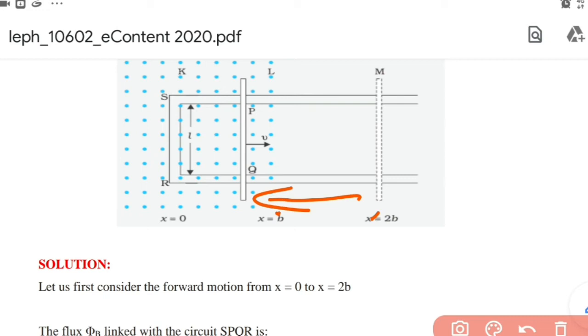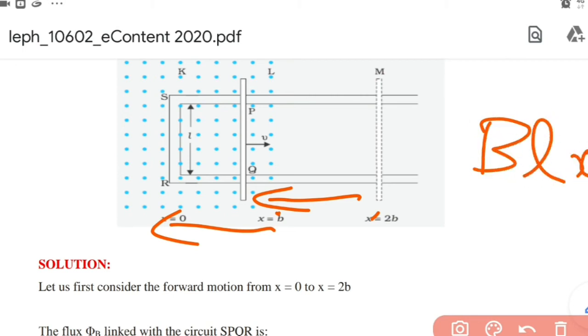Then when it is moved from b to 0, the expression for flux will be BLx, because there is a change in that distance and the area exposed to the magnetic field is also changing. So the expression for magnetic flux becomes BLx.